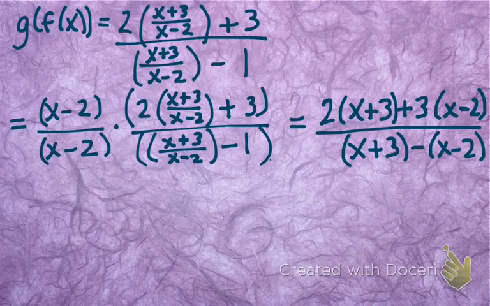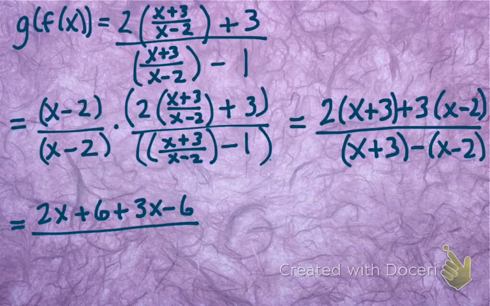And then I start distributing, and then we'll be able to combine terms. So I'll distribute the 2 onto the x plus 3 and get 2x plus 6. And then I'll distribute the 3 onto the x minus 2 and get 3x minus 6 over x plus 3, and on the bottom I'm going to go ahead and distribute that minus.